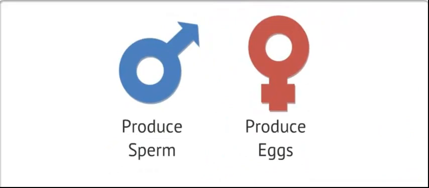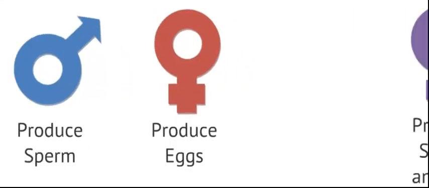That zygote will divide many times to form a multicellular diploid offspring, which will be genetically distinct from the parents and from other siblings formed by the fusion of a different set of gametes. The source of these gametes are normally from a male and a female of the species. But there are certain types of organisms which are hermaphrodites and able to produce both male and female gametes.